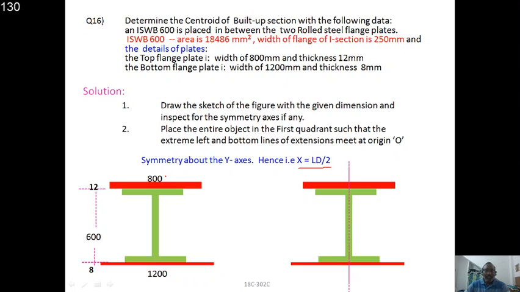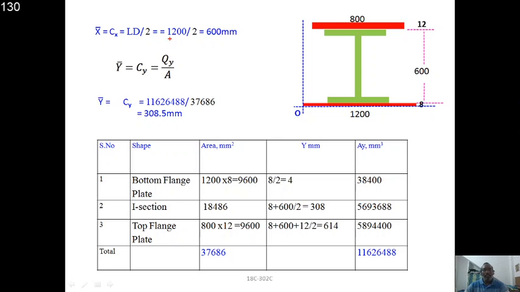What is the largest distance? Between 800 and 1200, 1200 is the largest distance. Hence, take 1200 by 2. Therefore, 600 is your x bar. Keep it aside and try to solve for y bar. In order to solve y bar, we require Qy, that means the product of A into y, the first moment of area. Follow the analytical method procedure to obtain y bar.